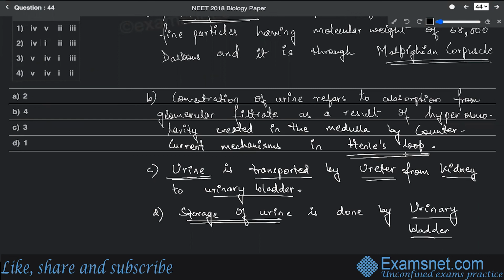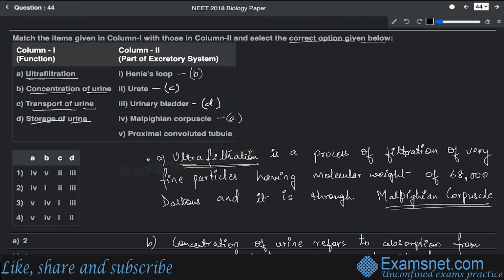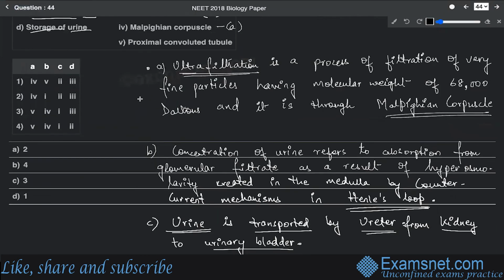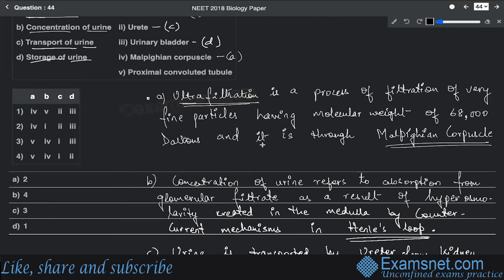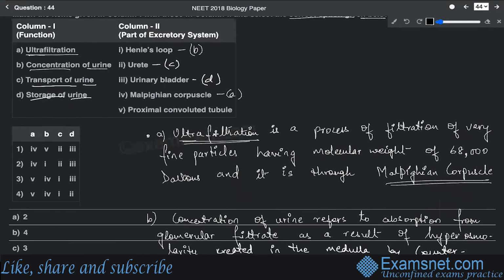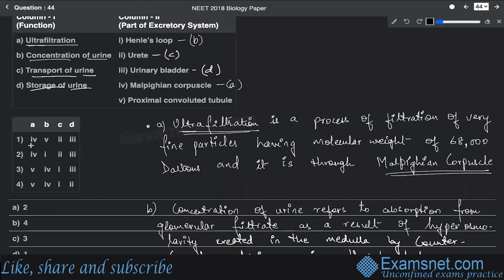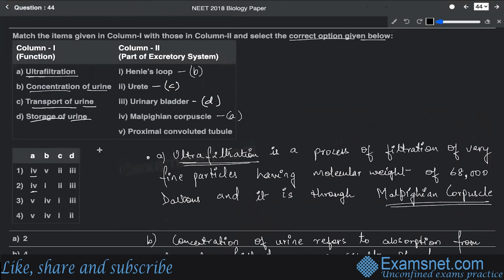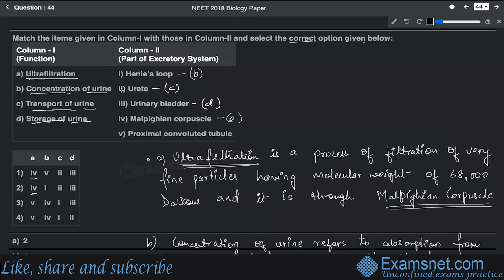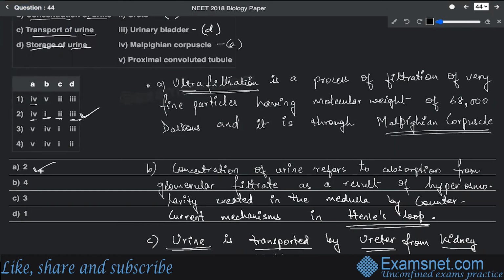bladder. All right. So let us take a look at the options that have been given. So A is going to match up with fourth one, this one. Then B is going to match up with first, that means this one. Then C is going to match up with second, and D is going to match up with third. So the correct answer is option 2. That means this one. Option A over here.